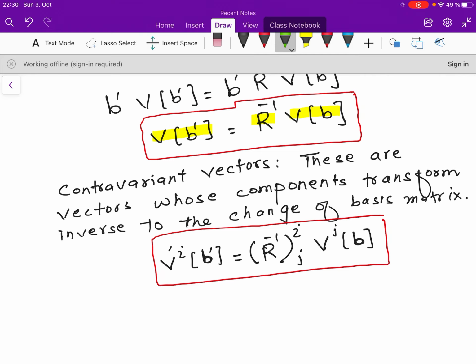and for notation convenience you must remember that contravariant components have the index as a superscript.